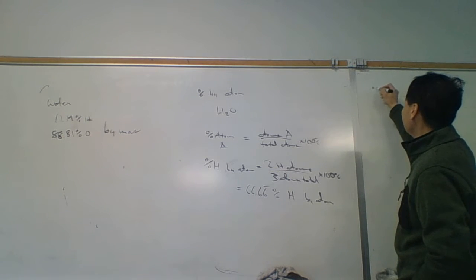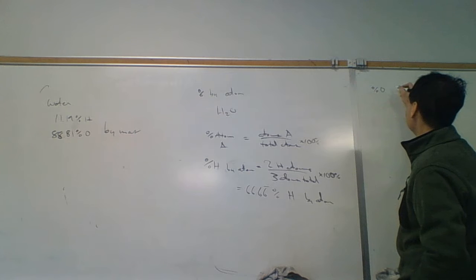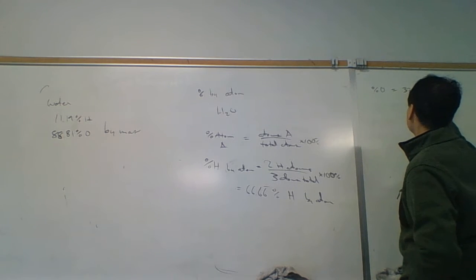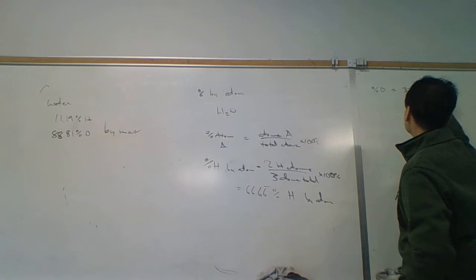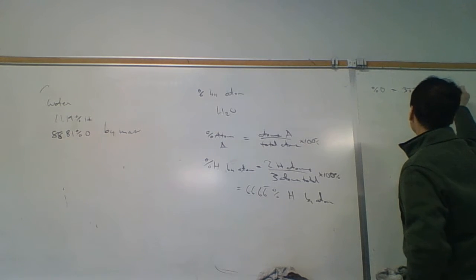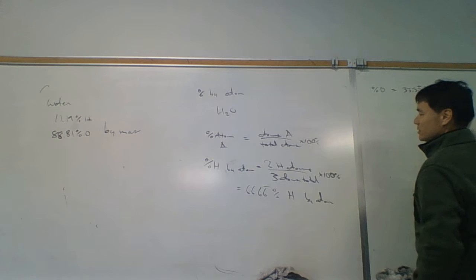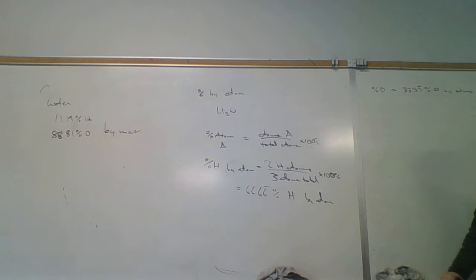Okay, so then that means the percent oxygen, we could do the same thing, 100 minus that, it's going to give us 33.33, etc. percent oxygen by atom. Well, we can do the same calculations. This is going to be 1/3 times 100%.